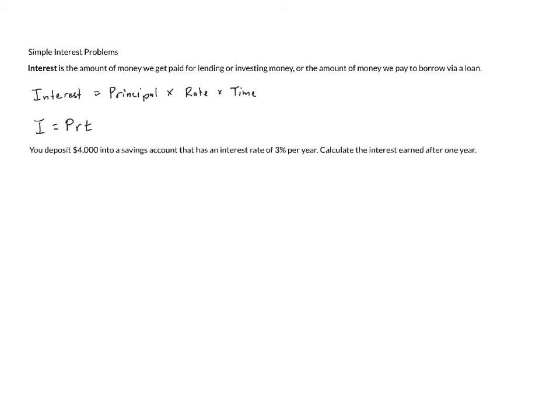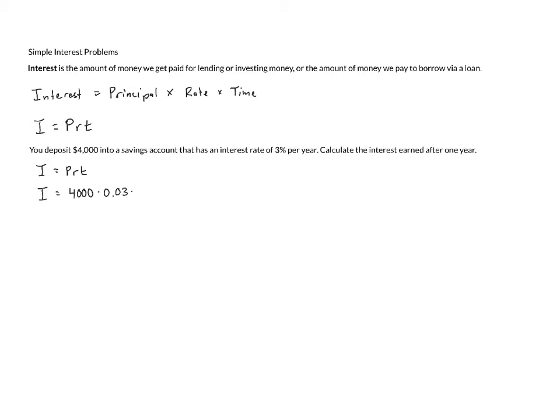You deposit $4,000 into a savings account that has an interest rate of 3% per year. Calculate the interest earned after 1 year. Because we want to calculate interest, we're going to use the formula I equals PRT, and we can substitute in the values that we're given. We want to find the interest. The principal is the original amount that you invested, which in this case is $4,000, times the rate. Now the rate is 3% per year. However, we know that when we're doing math with percents, we have to convert them to decimals. So that's going to be 0.03.